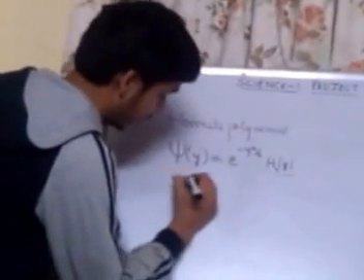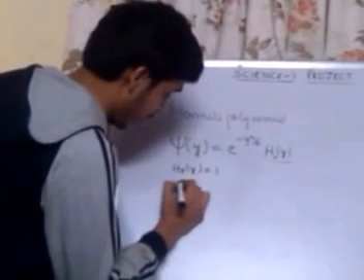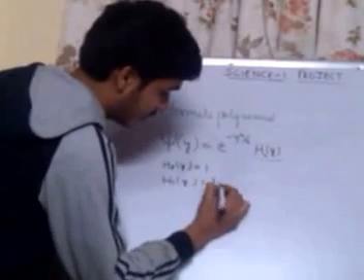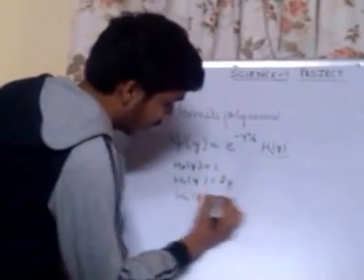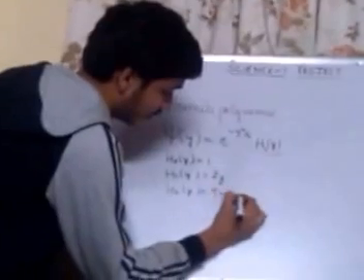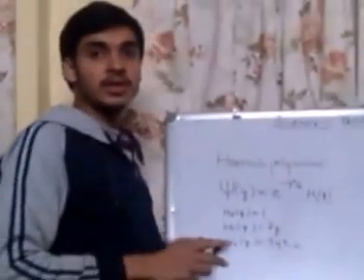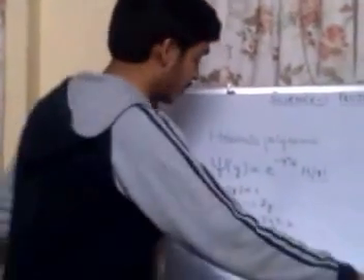Like at n is equal to 0, we will get H0 of y, which is equal to 1, and n equal to 1, we will get H1 of y, which is equal to 2y, H2 of y, which is equal to 4y square minus 2. Now, there are a lot of properties which are shown by these Hermite polynomials. Some of them we will discuss now.